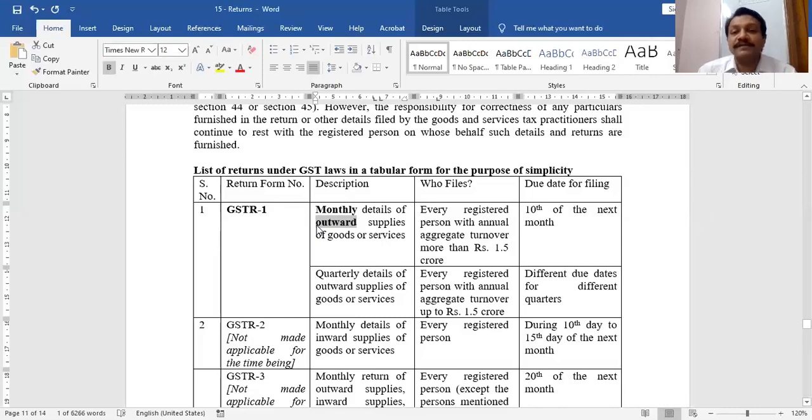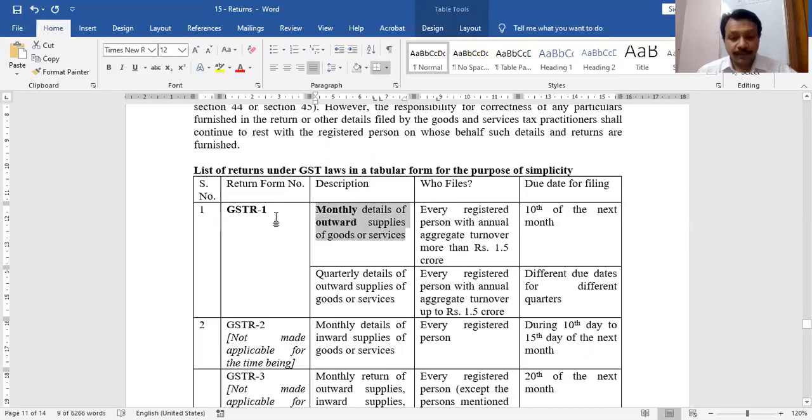Now can you make sense of which section I am talking about? I am talking about section 37. Section 37 makes it mandatory to furnish outward supplies. So if I am using the word outward supply, that means this GSTR1 is as per section 37. But in the chapter of return, you are not supposed to learn these sections. You simply learn the forms, that which form is applicable to which class of person.